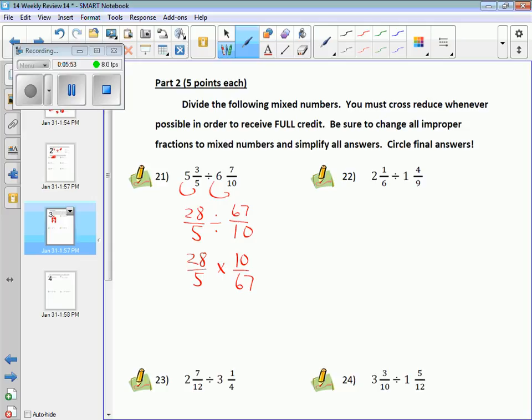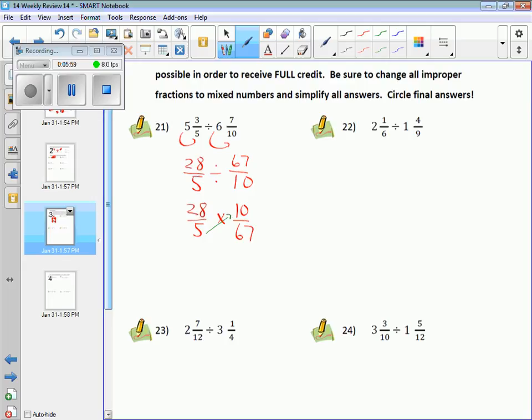Now here comes an important part, and it's called cross reducing or cross division. We look from corner to corner to see if there's a number that can go into both 5 and 10. In this case, 5 goes into both 5 and 10. So 5 goes into 5 once. I'm going to cross it out. I'm going to make it a 1. And that same 5 goes into 10 twice. I'm going to cross it out and make that a 2.